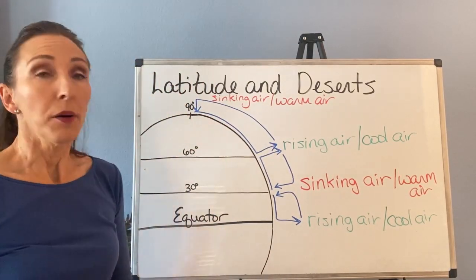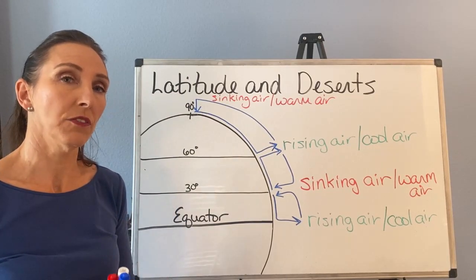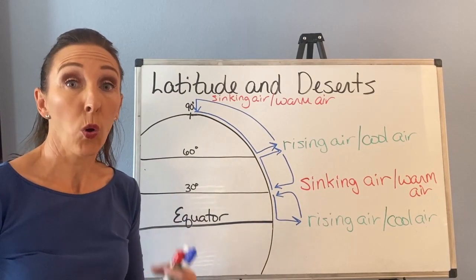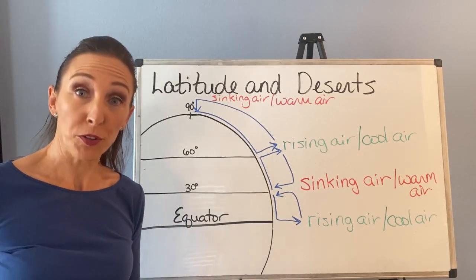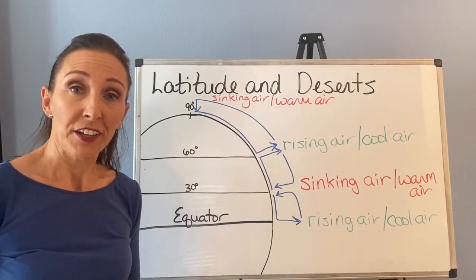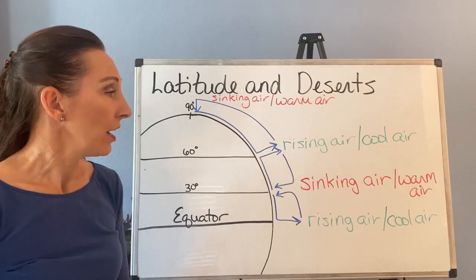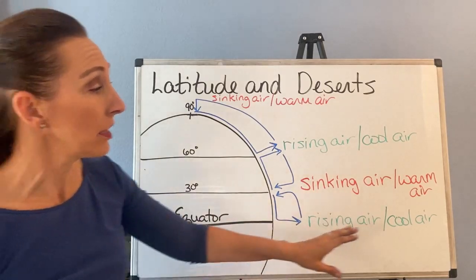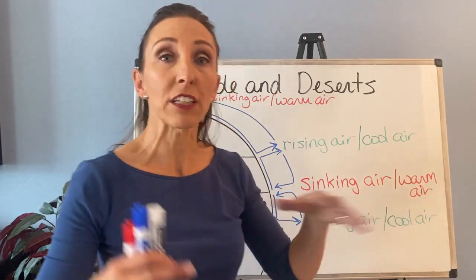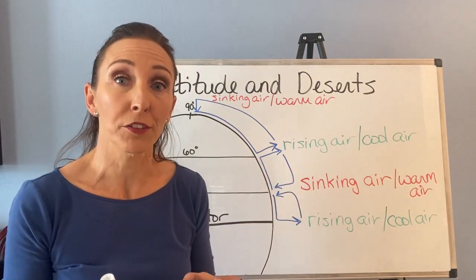In one of my other videos on the rain shadow effect, I talked about the ability of air to hold moisture based on temperature. If you don't understand that concept, go to my rain shadow effect video. I'll link that in the comments, and you can watch the first part of that video. But basically, when air cools down, it loses all of its water. When it warms up, it holds onto its water.